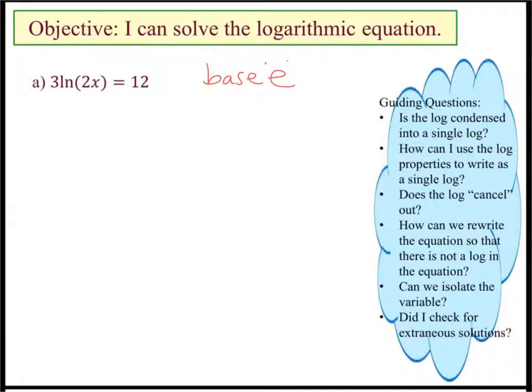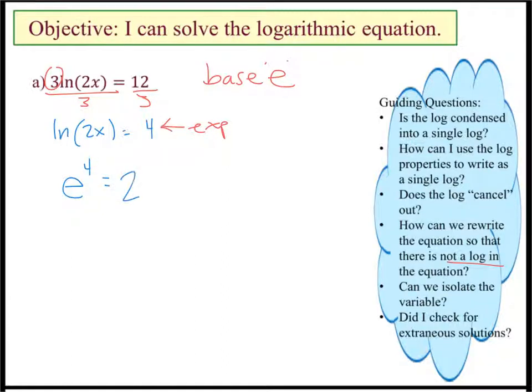So the first thing I'm going to do here is notice that we have a 3 there in front of the natural log, and I'm going to go ahead and divide it out just to get rid of it, sort of simplify things here. So I get natural log of 2x equal to 4. And then I want to get rid of the log here, so I know that we have base e, and that this 4 is going to be our exponent based on those properties, and that's equal to 2x.